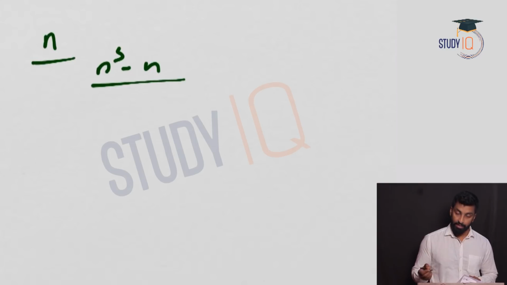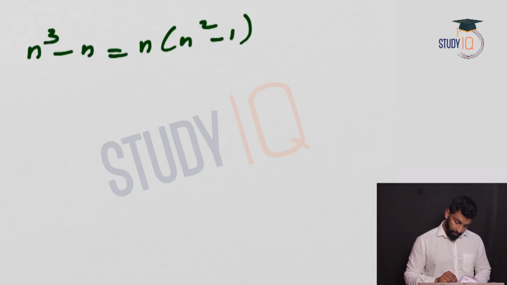What is given in this question? n is a positive integer, and n cube minus n is divisible by what? Now, what you need to do is write n cube minus n as n into n square minus 1, which is nothing but (n minus 1) n (n plus 1).